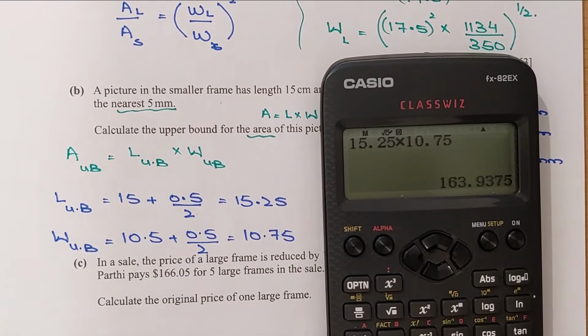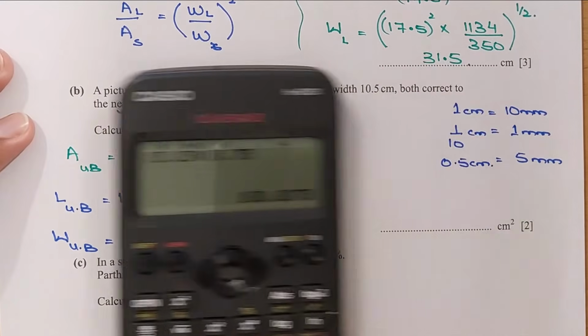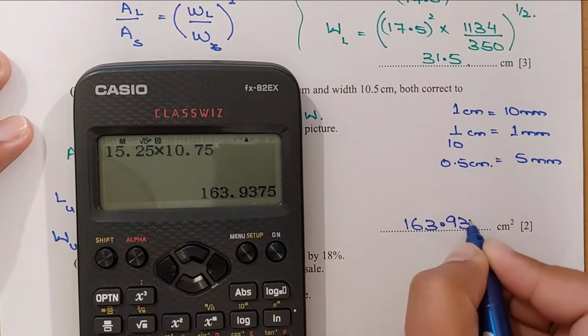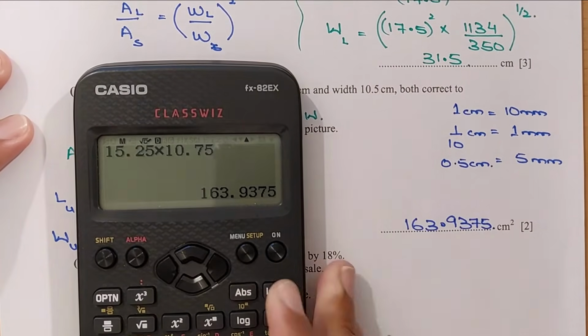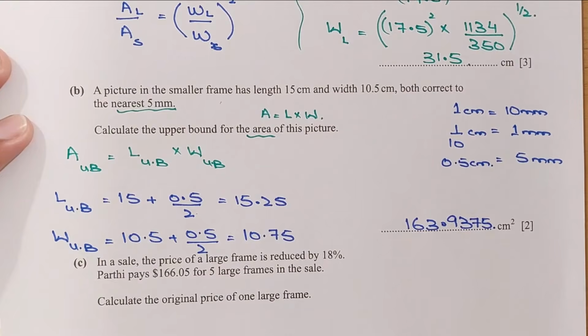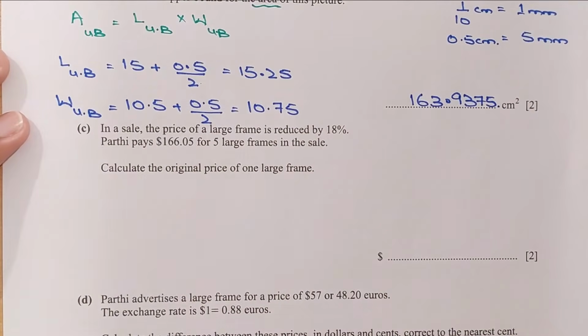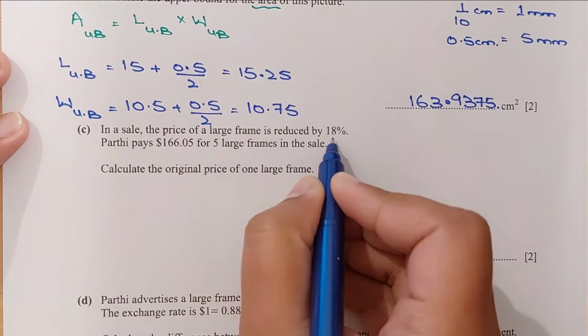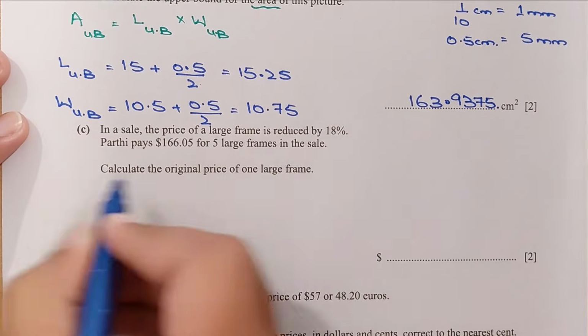This is 163.9375. So 163.9375 centimeters squared is the area of the upper bound of this picture. Now moving to part C: in a sale, the price of the larger frame is reduced by 18%.